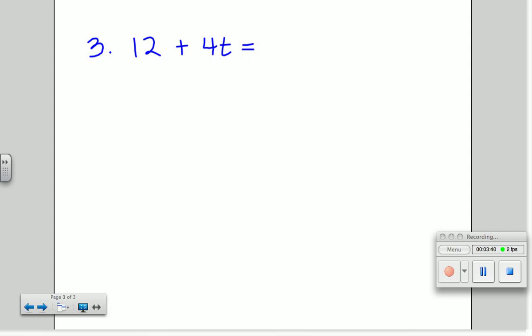For number 3, we are going to do 12 plus 4t is 24. Yes, 24. Now, what do we do first? Well, we have our host, and then we have our family member here, and then, mademoiselle, we have our friends here. We want to get rid of our friends first, so if we get rid of our friends, we subtract 12, mademoiselle, 12. If we do it there, we have to do it here as well.